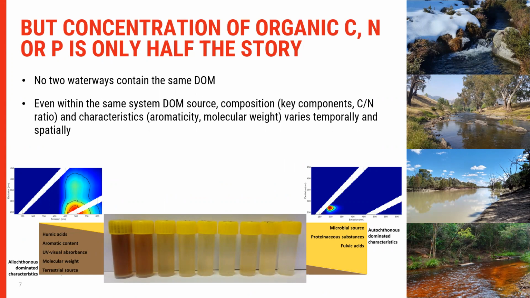So that consists of its key components, which also differ in the amount of carbon to nitrogen, and also in its characteristics. So how aromatic is the organic matter, what is its molecular weight as well. And this will vary temporally and spatially, even within the same site, across systems and that as well. And I'll give some examples today as I talk.